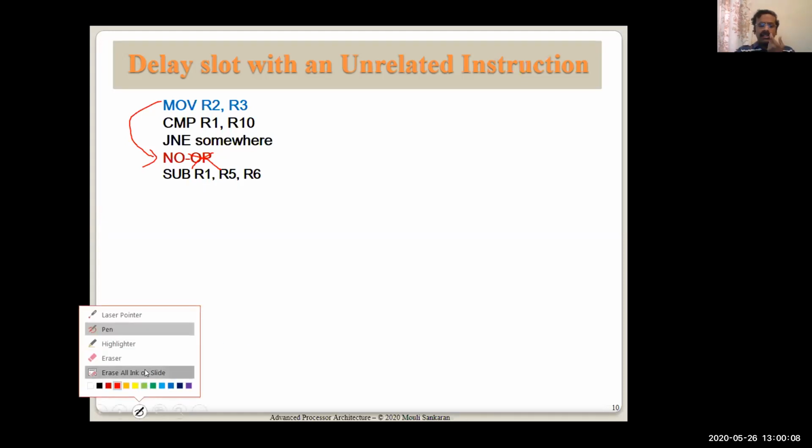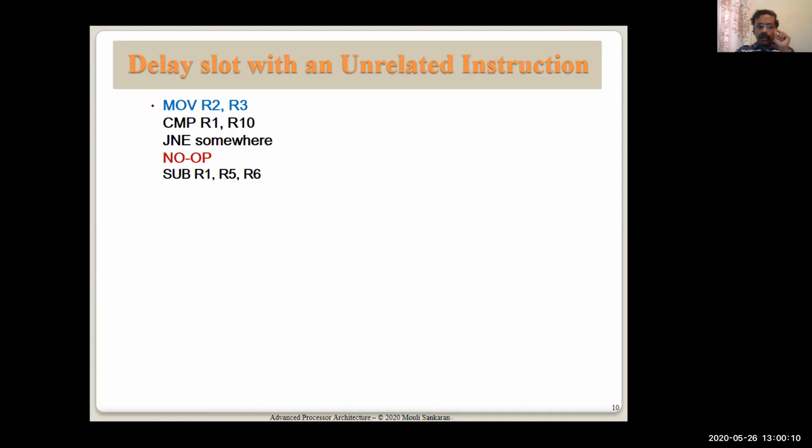So all this is possible provided such an instruction exists in the flow. You cannot create some instruction just for it. Okay, don't think that some new instruction will be created. It should have been there, generated by the compiler for some purpose, and it is moved if it is possible and safe to move. Okay, this is a very important concept, and it's an innovative concept in the architecture.